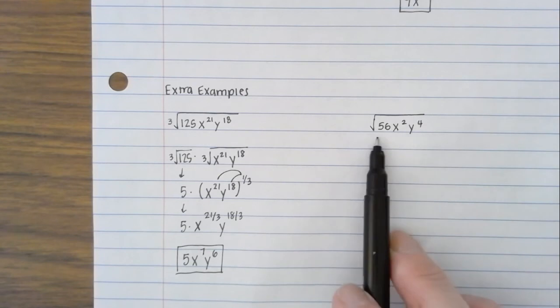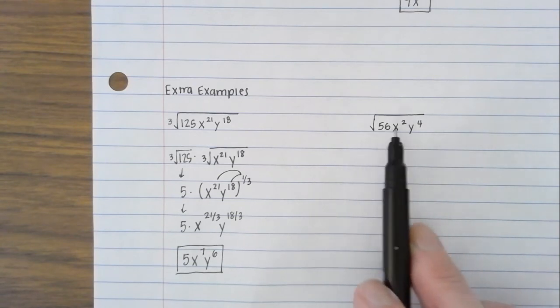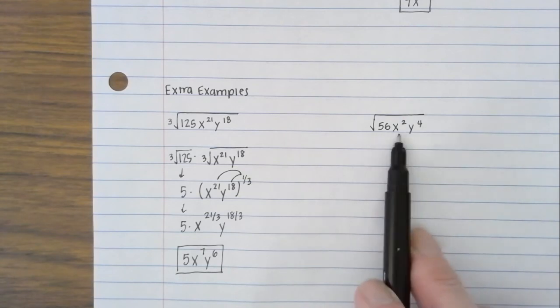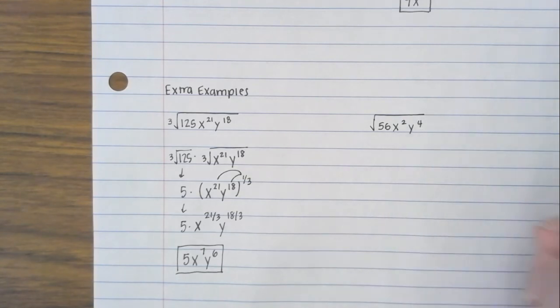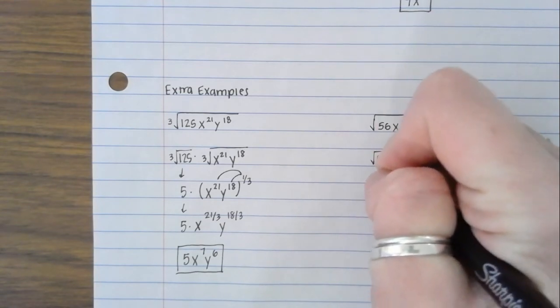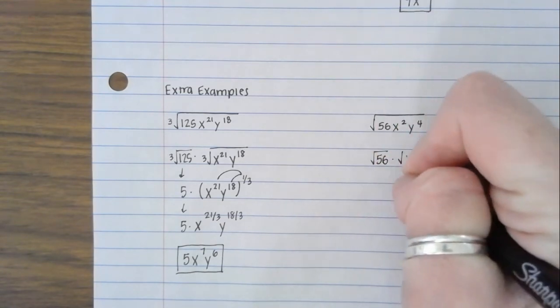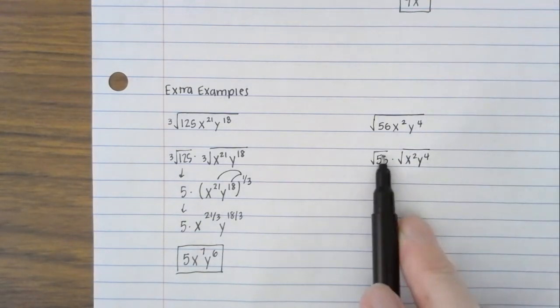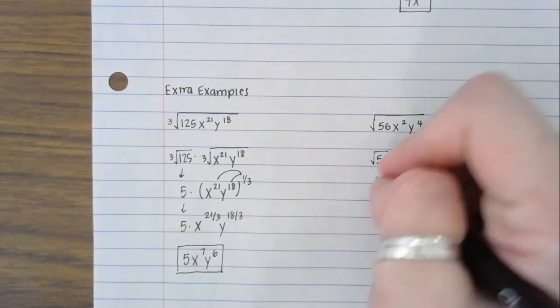Okay, so what happens if maybe the number on the inside isn't a perfect square? What happens if it's something like this, when I have a 56 x squared y to the 4th underneath the square root? Well, I'm still going to start off the same way. I'm going to write this as the square root of 56 times the square root of x squared y to the 4th. I'm going to work with my number separate from my variables.